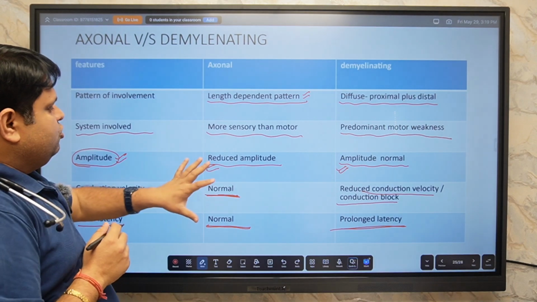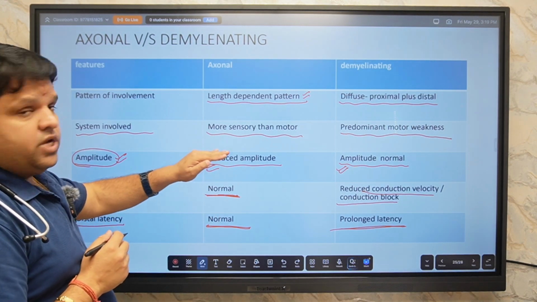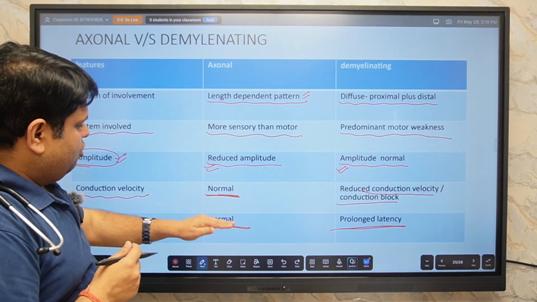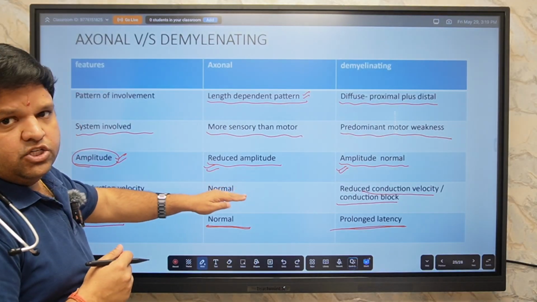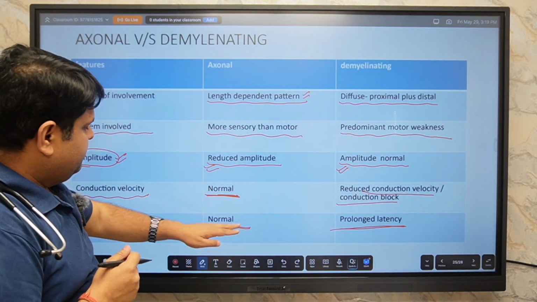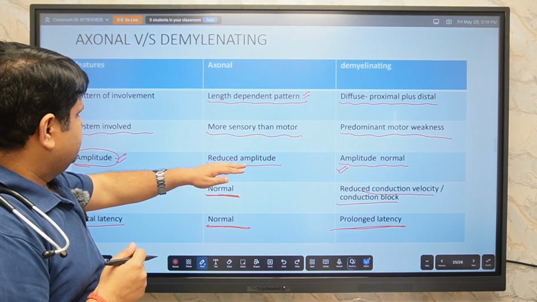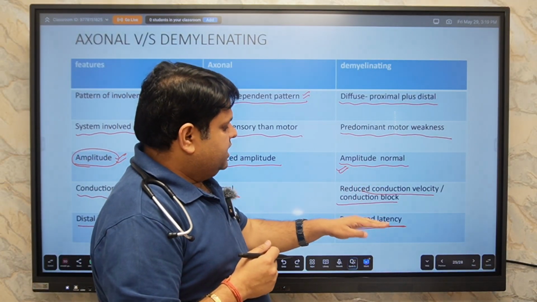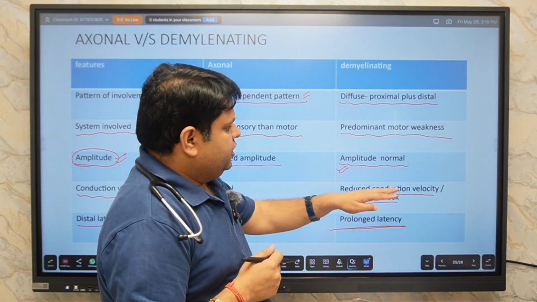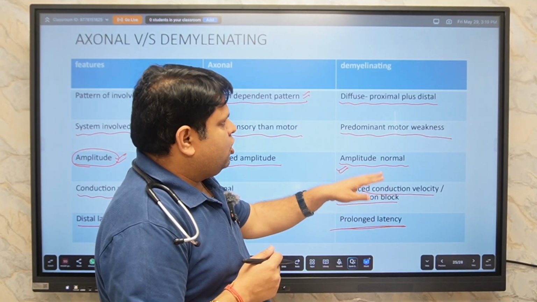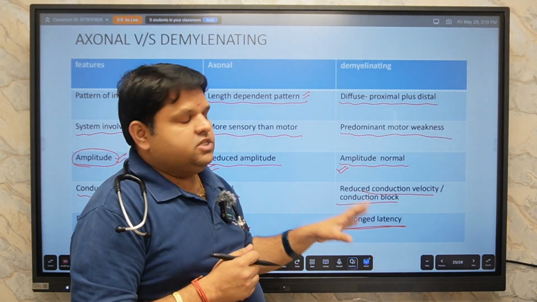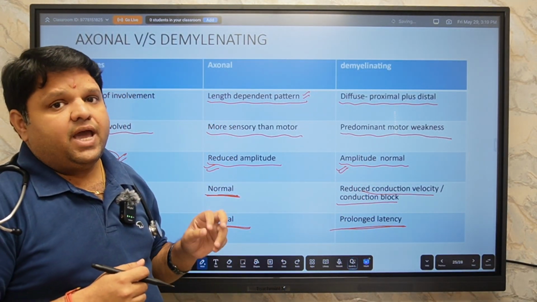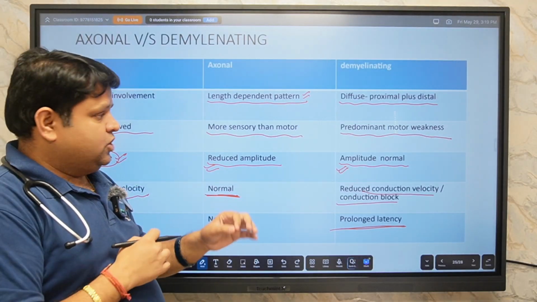So for axonal neuropathy, there is a reduced amplitude, but there is a normal latency and normal conduction velocity. In case of demyelinating neuropathy, there is a prolonged distal latency, reduced conduction velocity or conduction block, and amplitude is usually normal. This is the basic differentiation between the axonal and the demyelinating neuropathy on the basis of NCS.